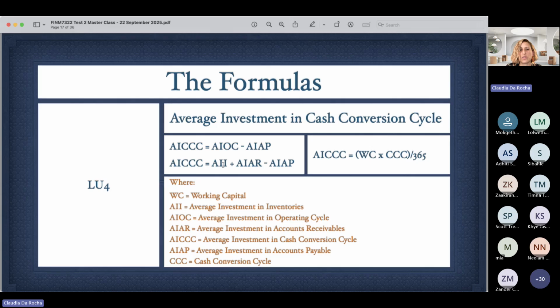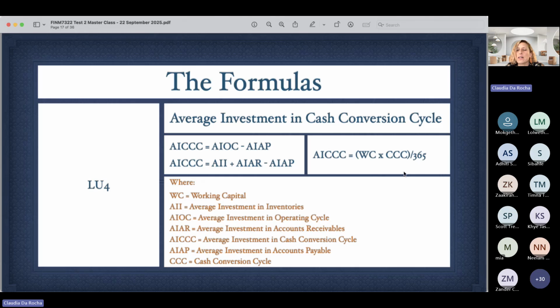So here, this first one that I'm highlighting, that is your average investment in the cash conversion cycle. So it's either your average investment in your operating cycle minus your average investment in your accounts payable. Or you can break down your average investment in your operating cycle into your average investment in inventories plus your average investment in accounts receivable, and then deduct the average investment in your accounts payable.